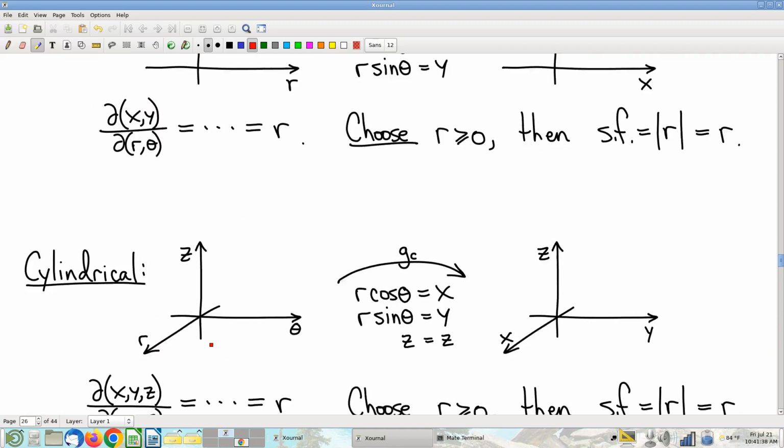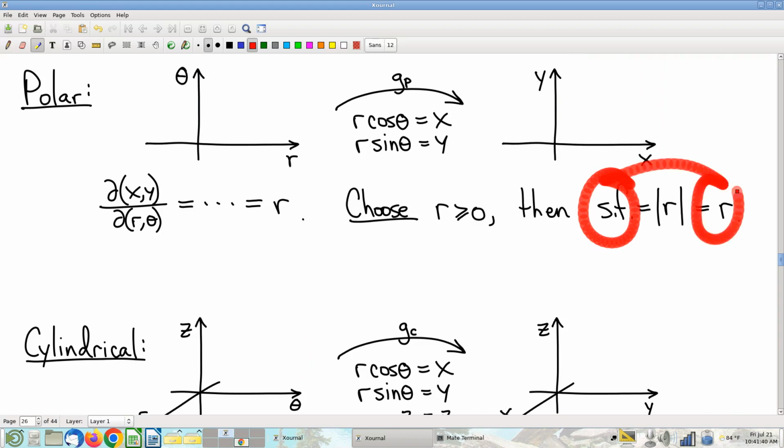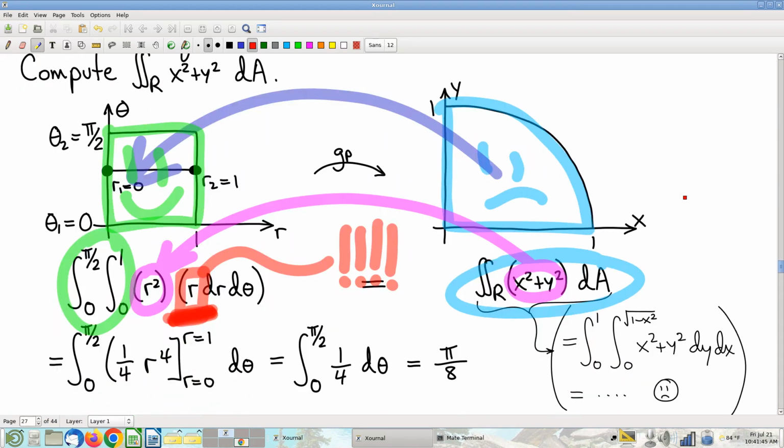We've already shown that our stretching factor is r. So don't forget to stick in that extra factor of r. Is that cool? Is everybody good? So easy to forget that.